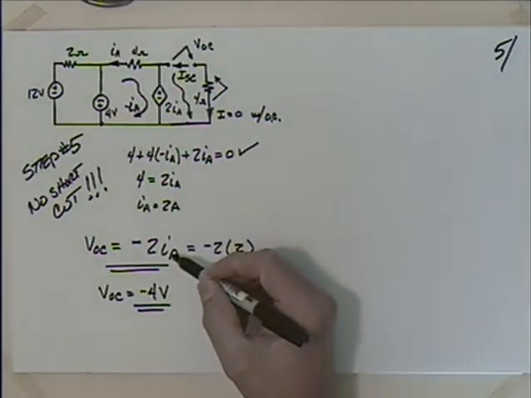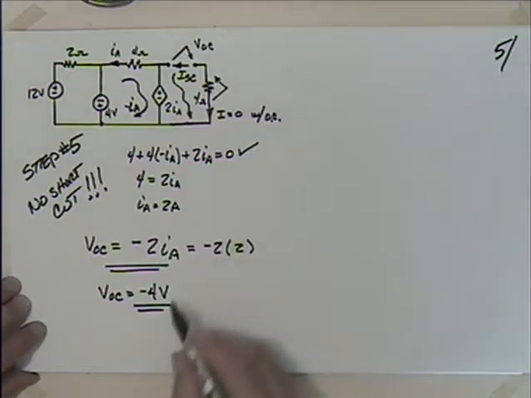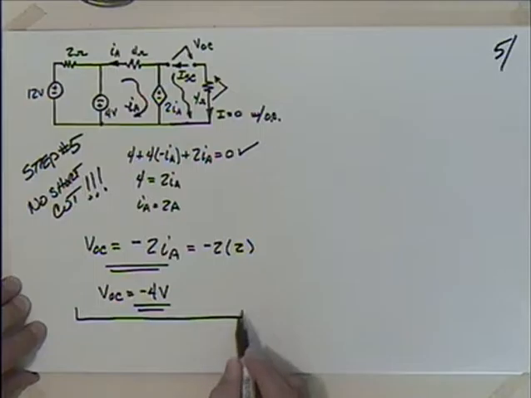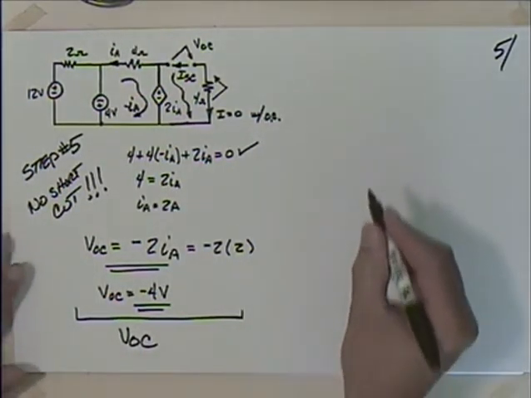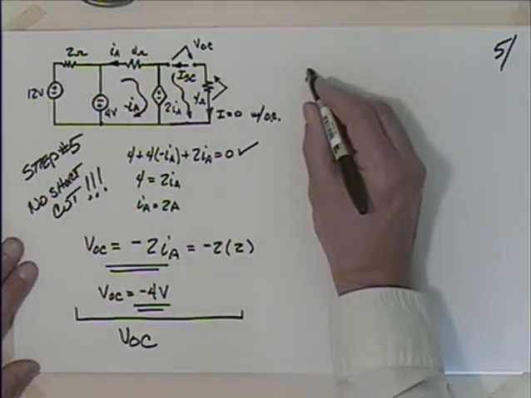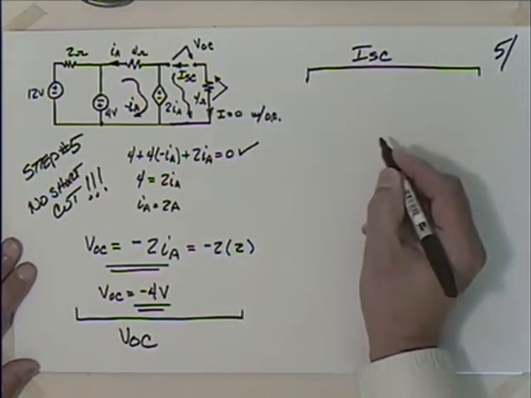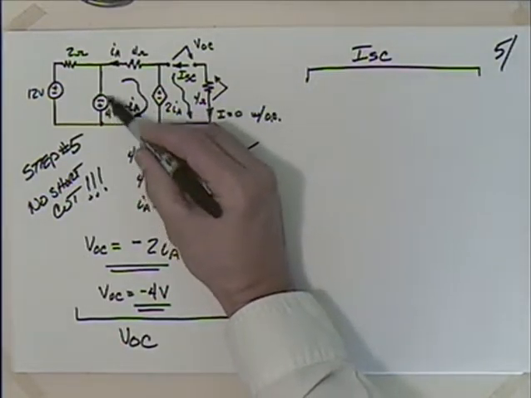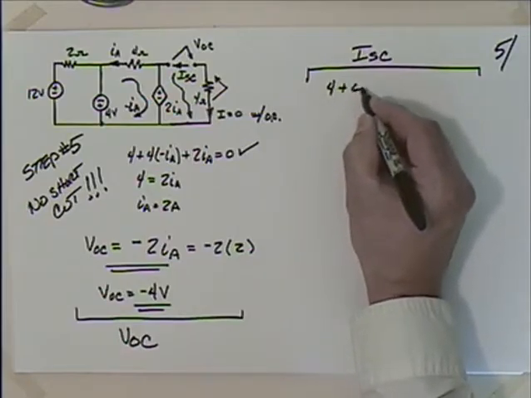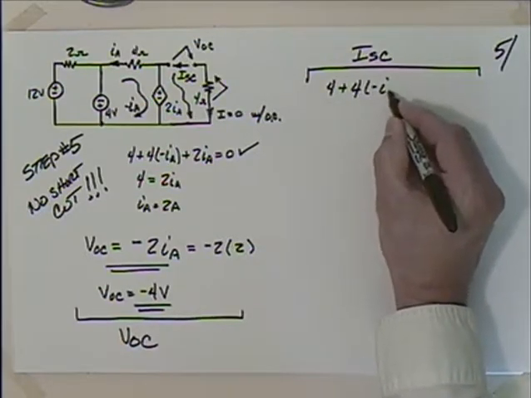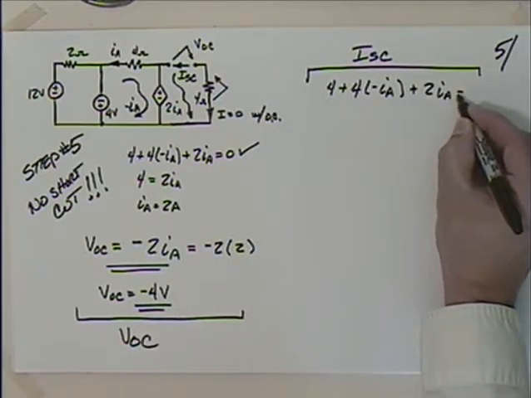Well, with this problem, this was all to find what? V open circuit. So if I look for finding I short circuit, what are we going to come up with? Well, we could go around here, and that would be exactly the same thing. Again, that would be 4 plus 4 times minus IA plus 2IA is equal to 0.